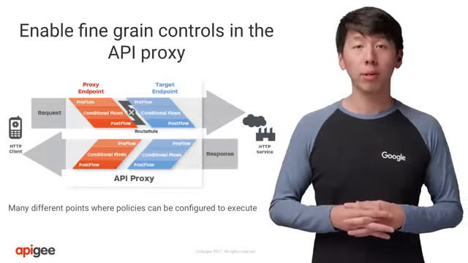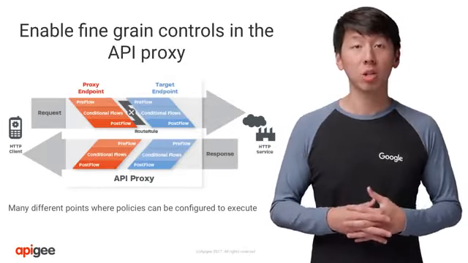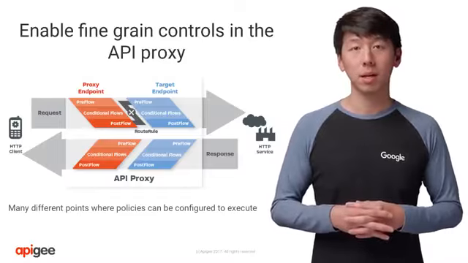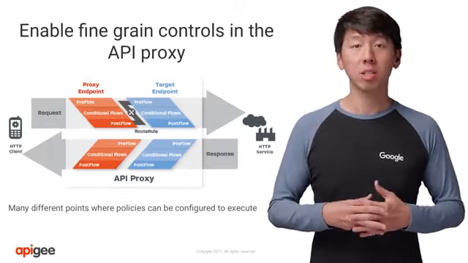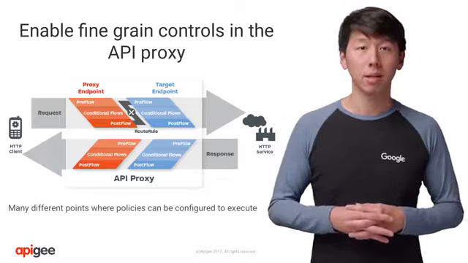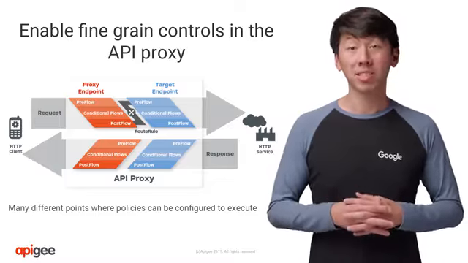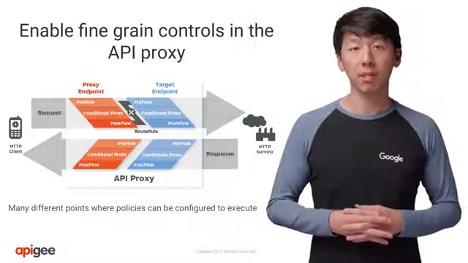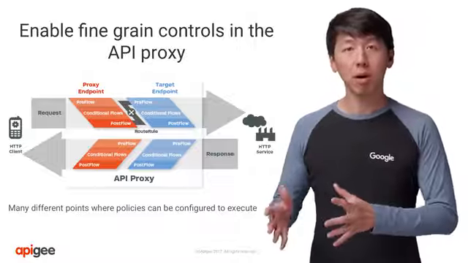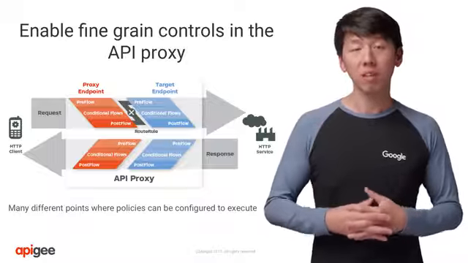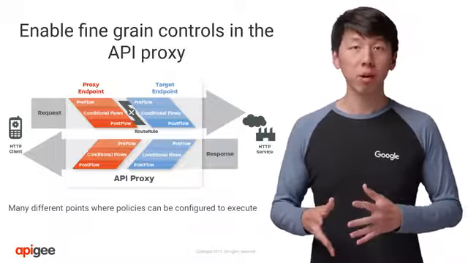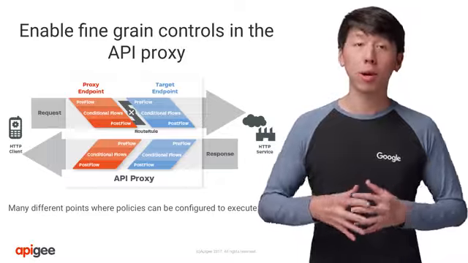There are many different points where policies can be configured to execute in your API proxy. In this case, we're taking a look at the different flows that are executed when a call is made. Apigee Edge provides precise control of an API proxy flow by segmenting each part of the flow. This includes default and non-default paths, as well as pre-flow and post-flow for both the request and the response.